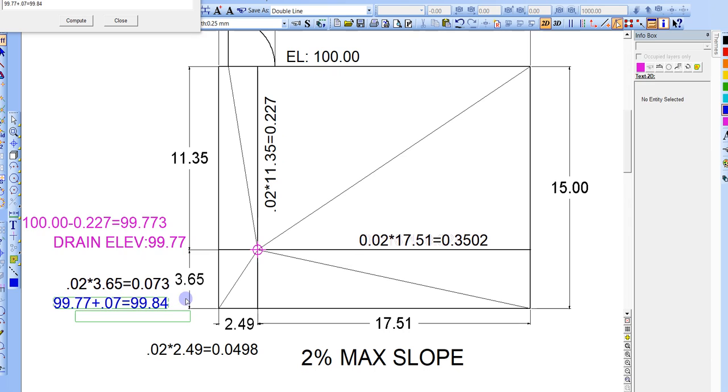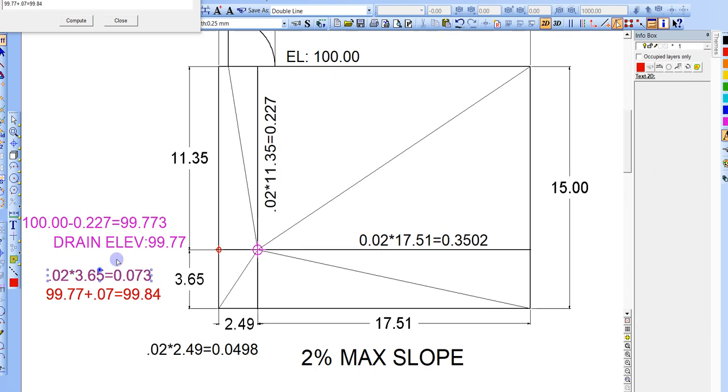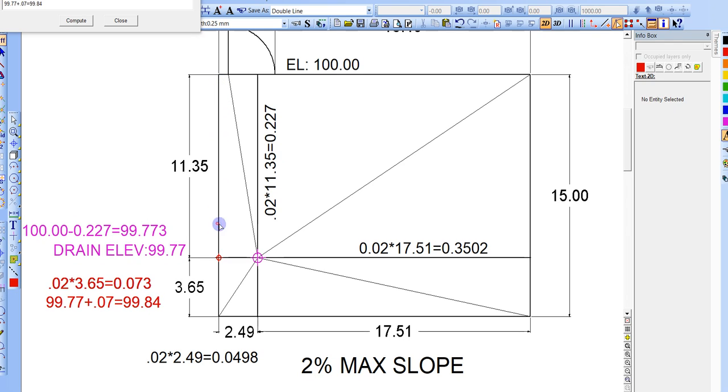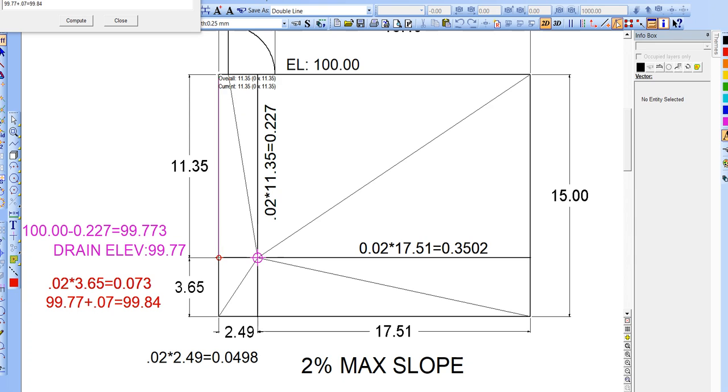So this elevation here is going to be, let's make it red, we'll go in the color of the rainbow. And we'll make that a little bigger. And this will be red. So this is the calculation. Let's make that red too. For this point here, 99.84. So for this line that's along this wall here, it's going to be sloping from 100 to 99.84. So it's about 3/4 of an inch sloping down.